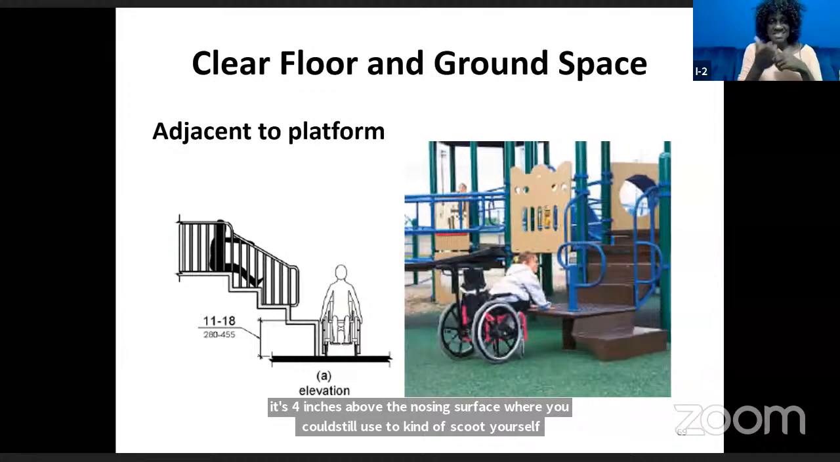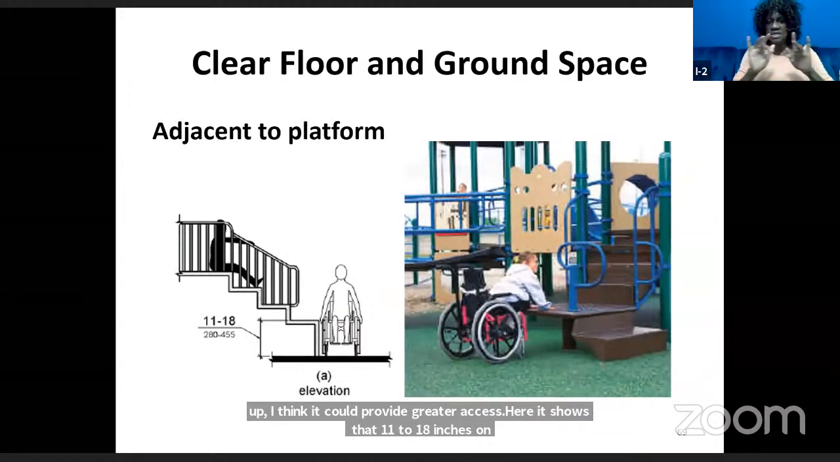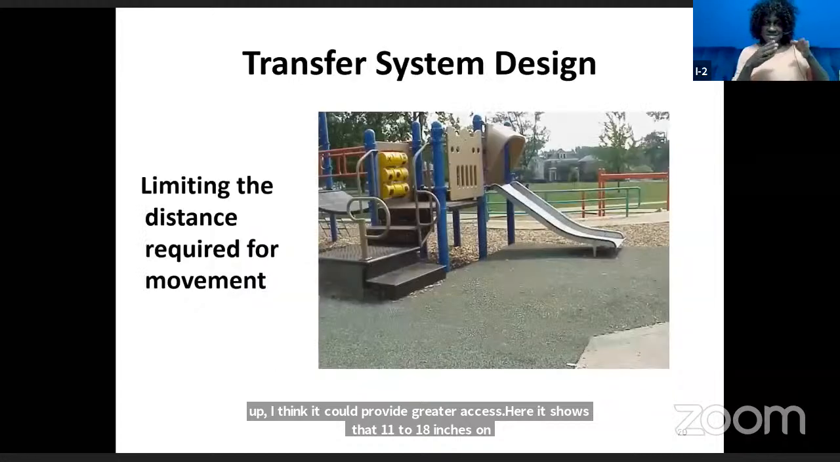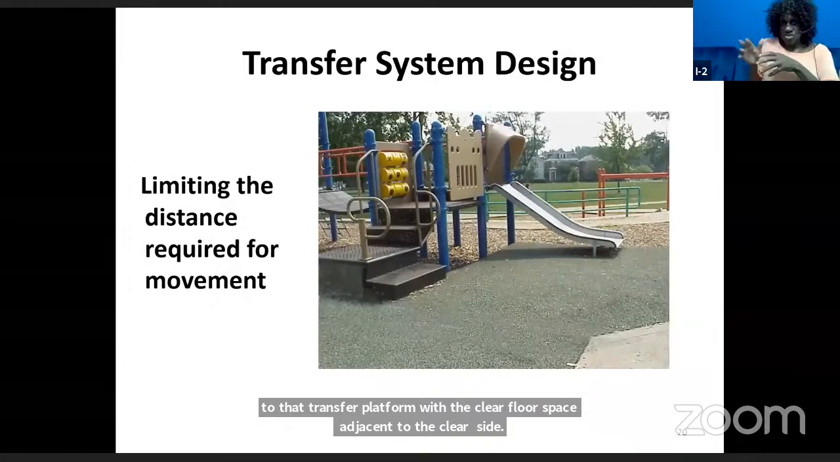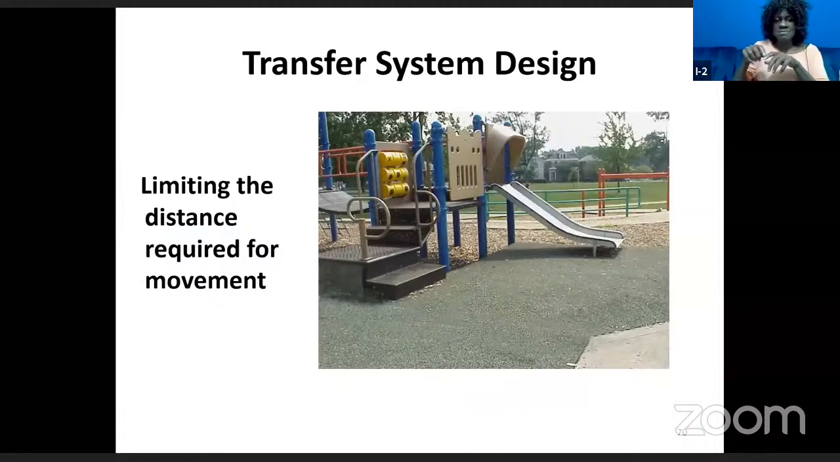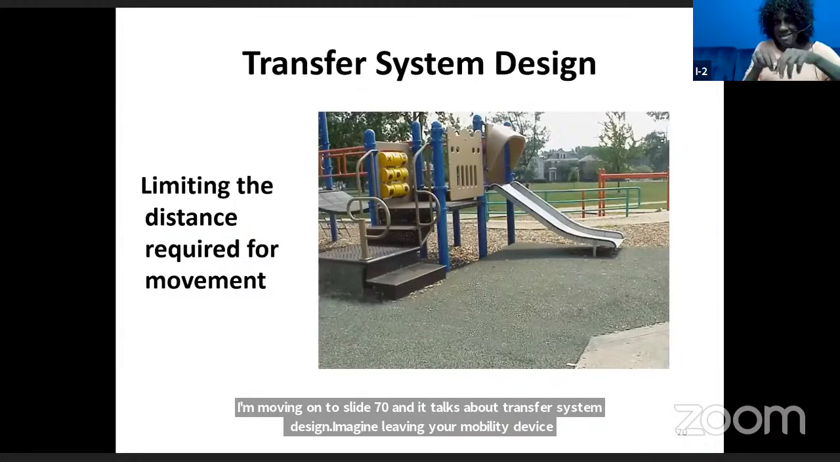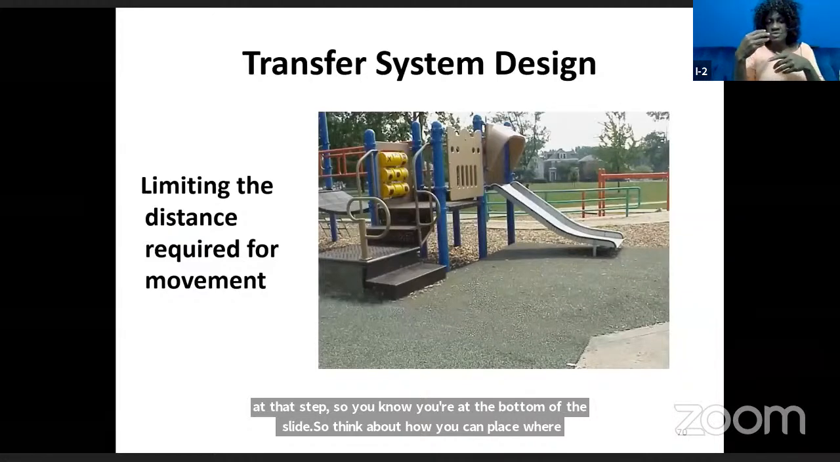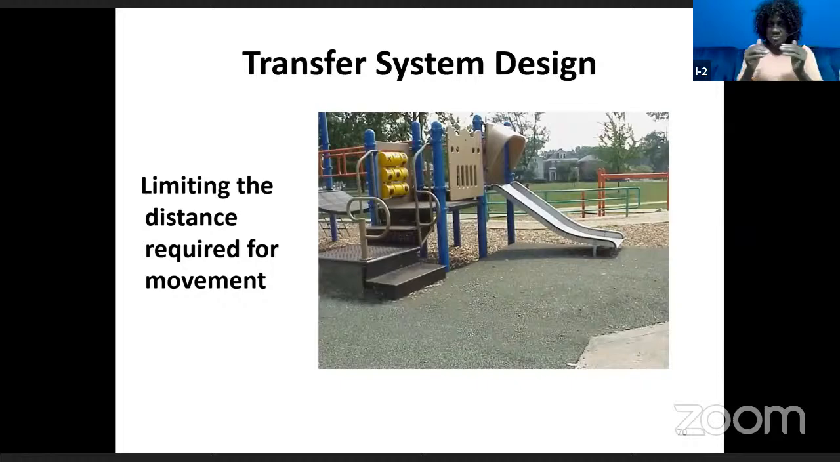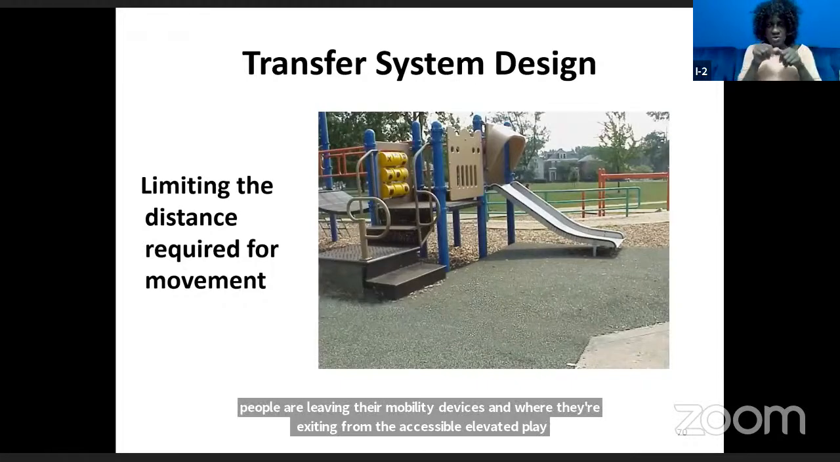Here it shows that 11 to 18 inches onto that transfer platform with a clear floor space adjacent to the clear side. I'm moving on to slide 70, and it talks about that transfer system design. Imagine transferring, leaving your mobility device over here at that step, and you bump down, and so you're over there at the bottom of the slide. Okay, so think about how you can place where people are leaving their mobility devices and where they're exiting from the accessible elevated play components, and try to minimize that distance of travel back to your device.